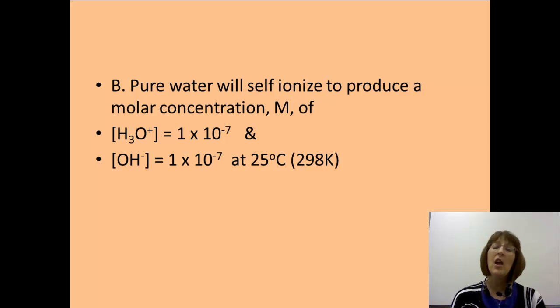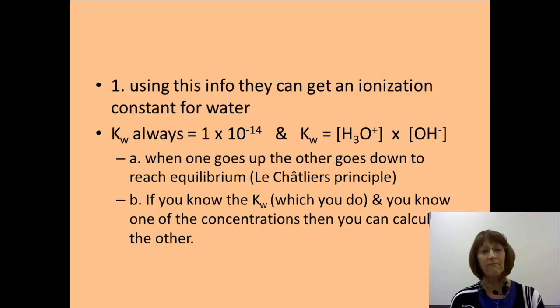Alright, capital letter B. Pure water will self-ionize to produce a molar concentration, that's moles over liters, of 1 times 10 to the negative 7 for the hydronium ion, that's the H3O+, or the H+ ion. And, strangely enough, 1 times 10 to the negative 7 moles per liter for the hydroxide ion. That's at 25 degrees Celsius, 298 K, which we don't really care about right now. So however many H ions you have, you have an equal amount of hydroxide ions.